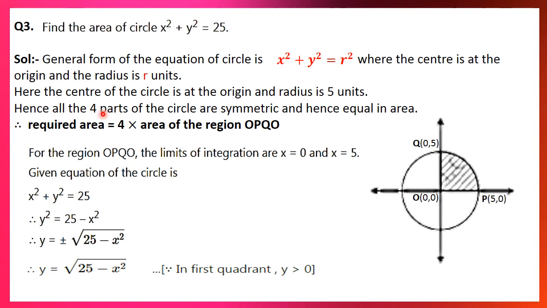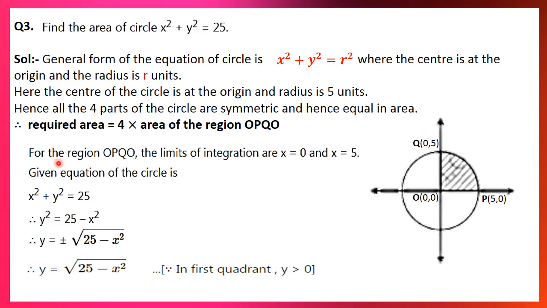Hence, all the 4 parts of the circle are symmetric and hence equal in area because the center is at the origin and the radius is 5. So we know it is divided into 4 parts in 4 quadrants and each part is equal in area. And thus we can calculate the area as 4 times the area of the region shaded in the first quadrant, that is OPQO. So we will calculate the area by finding the area in the first quadrant and multiply by 4.